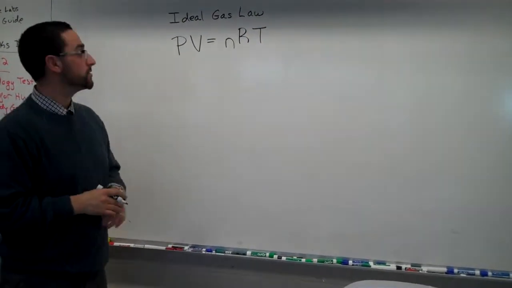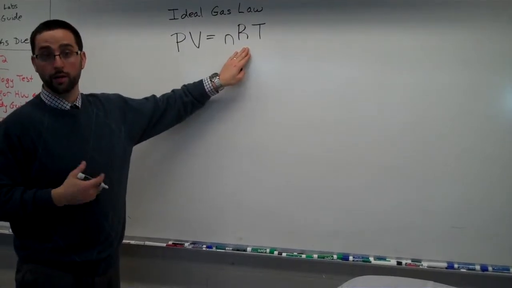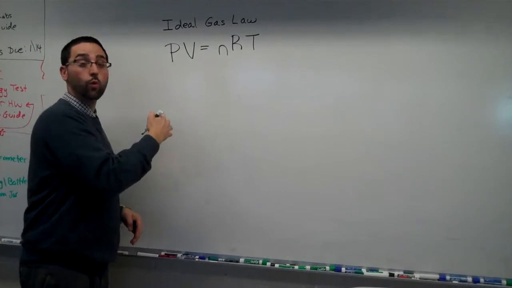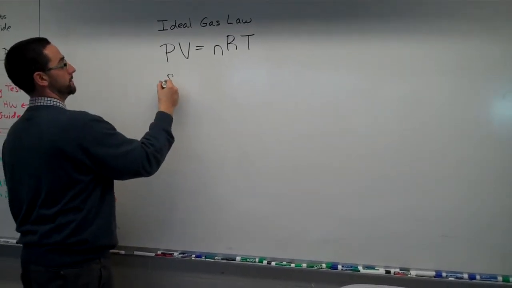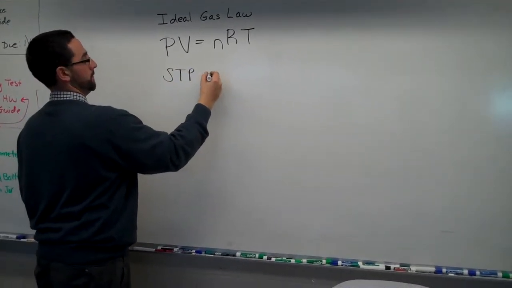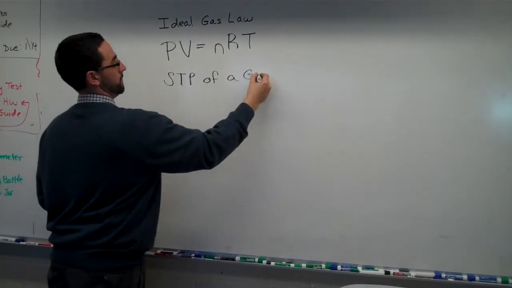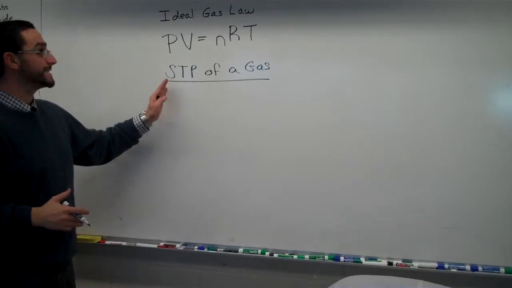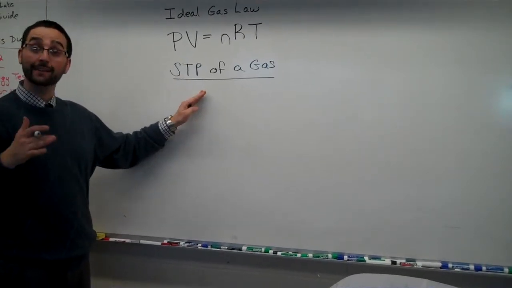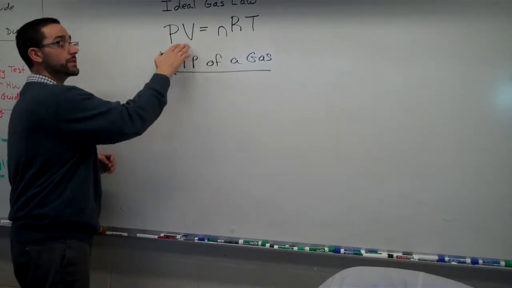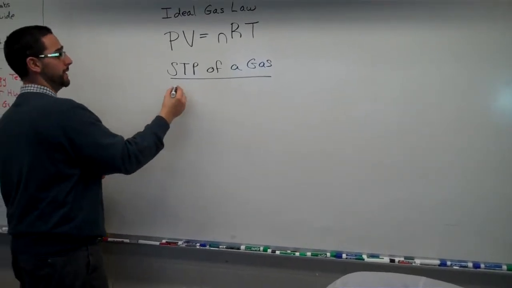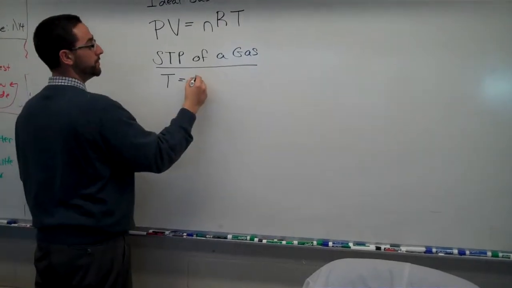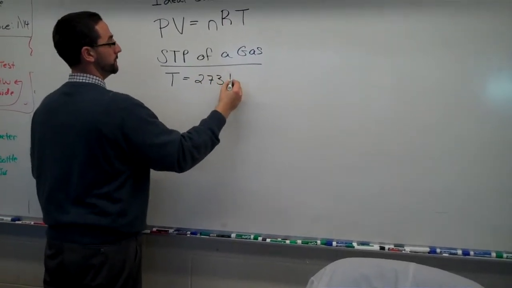Okay. Now, some students get confused about how we calculate R, and I'm going to demonstrate how we calculate R. The first thing you have to keep in mind is, what is STP of a gas? STP stands for standard temperature and pressure under ideal conditions. So we use the Kelvin scale because there's no negatives. So with the temperature scale here, ideally that's going to be 273 Kelvin.